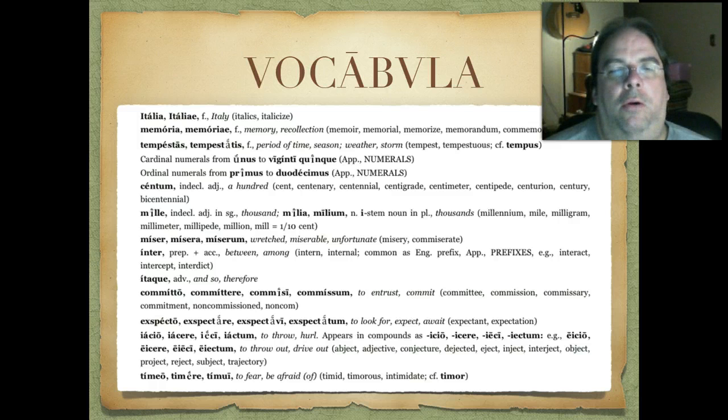Last but not least, timeo, timere, timui. To fear, to be afraid, or to be afraid of something. So, of course, we get timid and things like that.